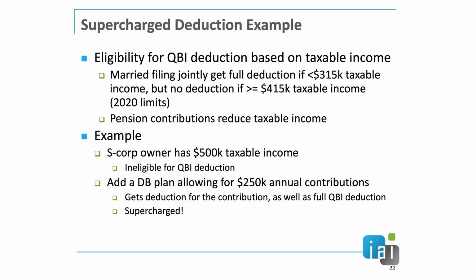So eligibility for the QBI deduction in 2020 is based on taxable income. Married filing jointly get a full deduction if 2020 income is under $326,000, but no deduction if the taxable income is over $426,000. So for example, say an S-Corp owner has $500,000 in taxable income, so is ineligible for the QBI deduction. If they add a DB plan allowing for a $250,000 annual contribution, they get the deduction for the contribution as well as the full QBI deduction. We call this a supercharged deduction.